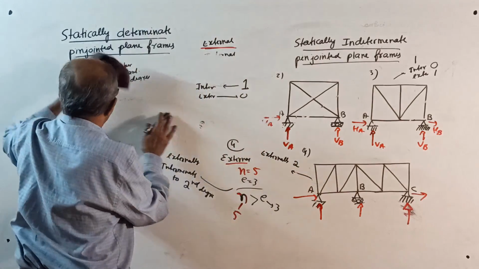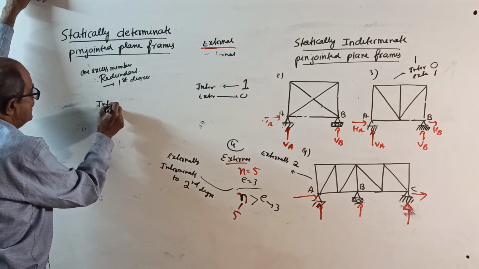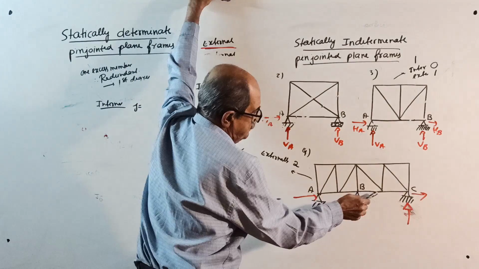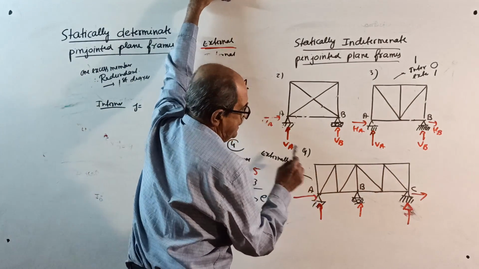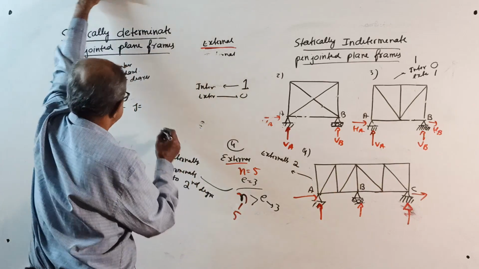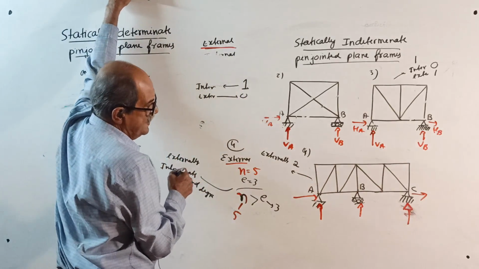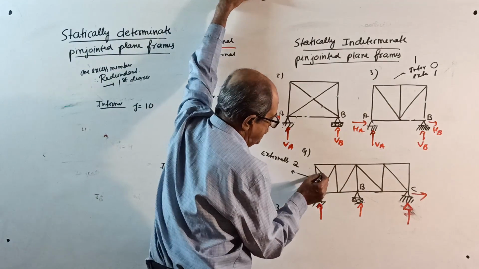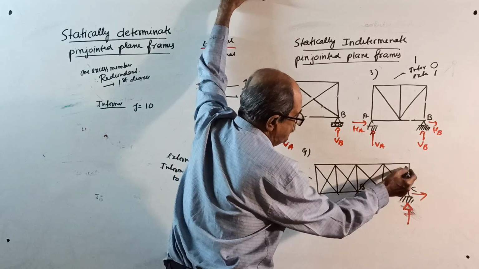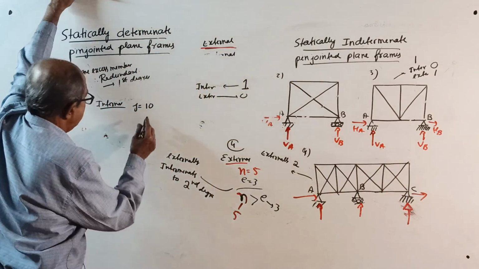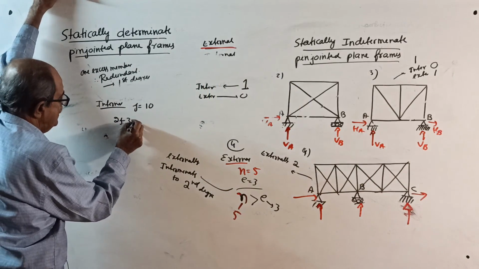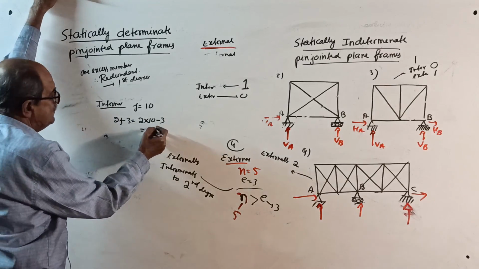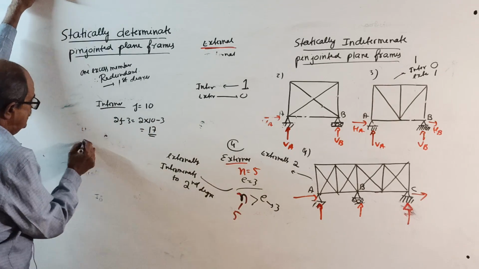Externally 2. Okay. Internal, see there. Number of joints are 1, 2, 3, 4, 5, 6, 7, 8, 9, 10. Number of joints are 10. We'll make it more clear. So your 2j minus 3 is 2 into 10 minus 3, which is 17.